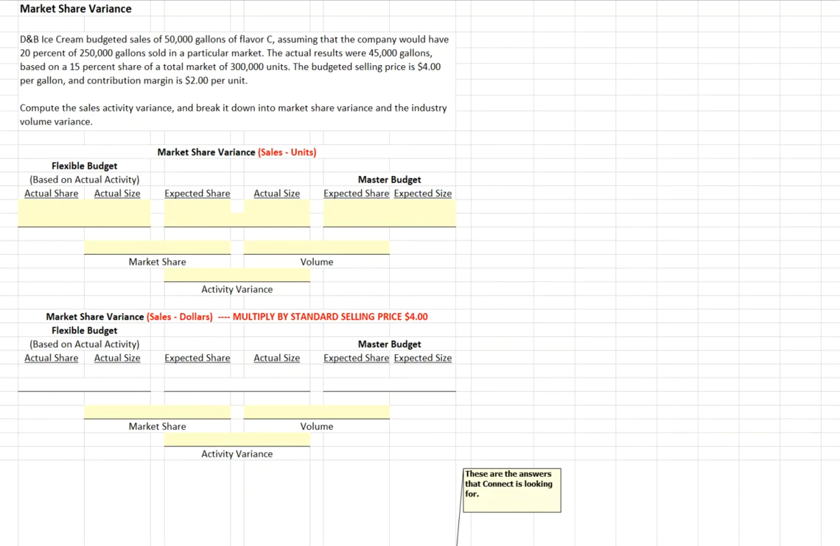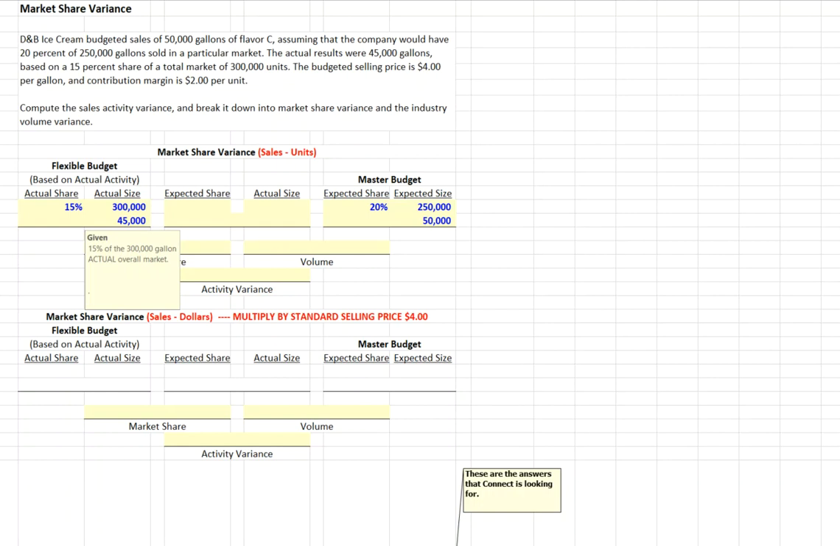We're going to walk through problem 17-23. DB Ice Cream budgeted sales of 50,000 gallons of flavor C, clever marketing, assuming the company would have 20% of a 250,000 gallon market size. The actual results were 45,000 gallons based on a 15% share of a 300,000 gallon market. We're told the budgeted selling price is $4 per gallon and our contribution margin is $2 per gallon. We need to compute the sales activity variance and break it down into market share and industry volume variances.